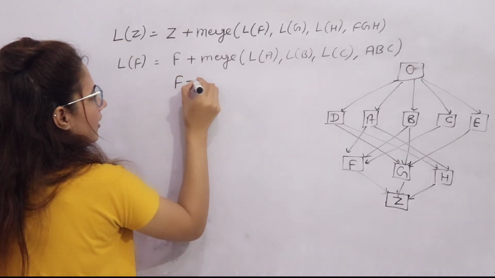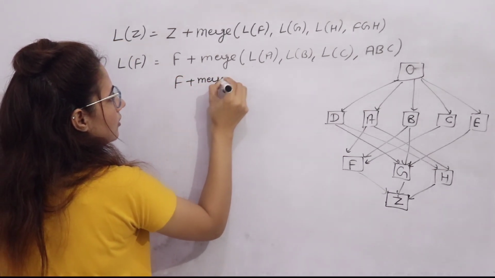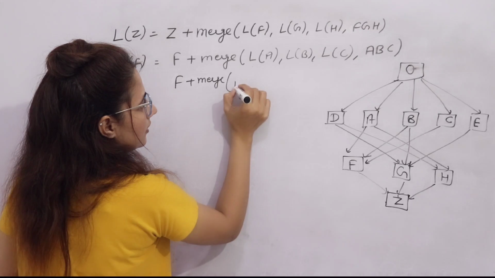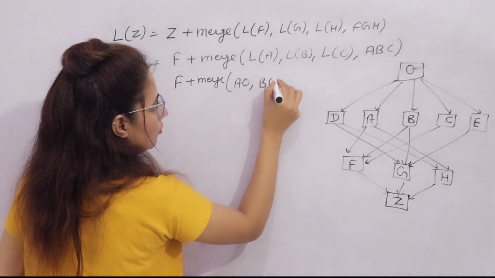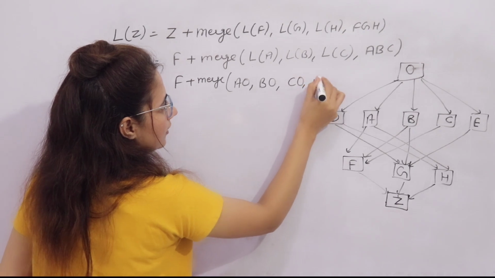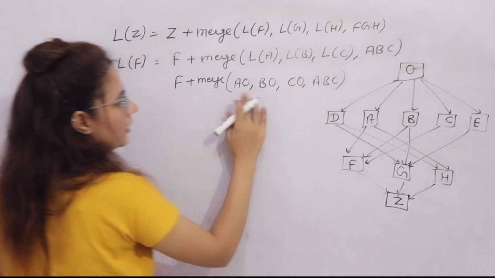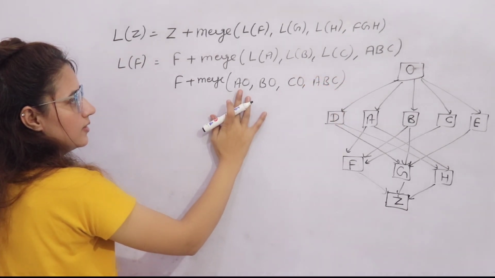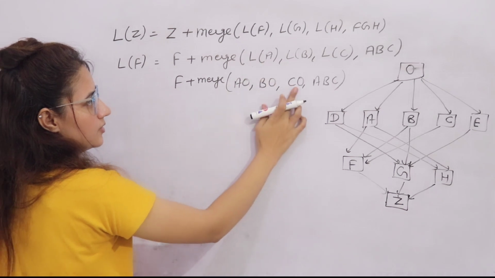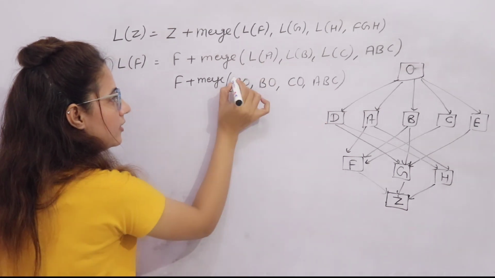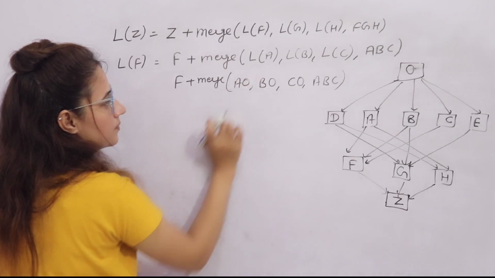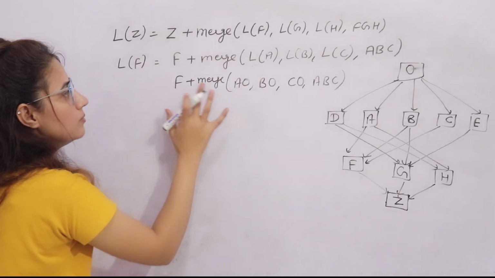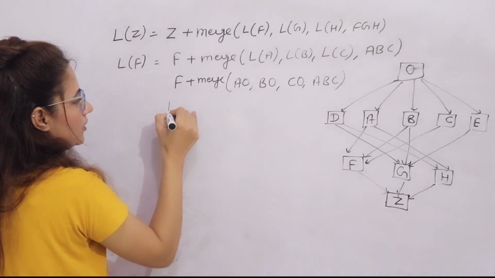So just write down here F plus merge. L of A is AO, L of B is obviously BO, then CO, and then ABC. Now we have this list of linearization of A, then this list, this list, this list. I'm not writing down this particular list, okay, but these are lists. Fine. Now how does this merge function work?